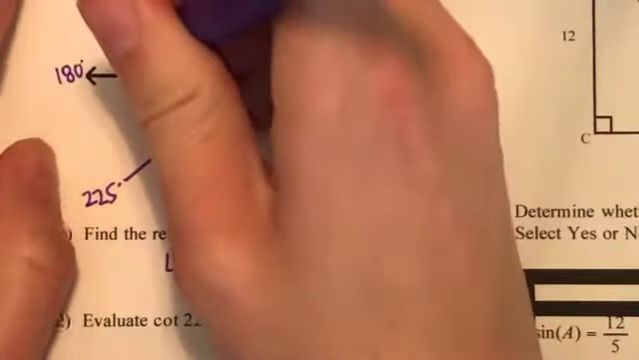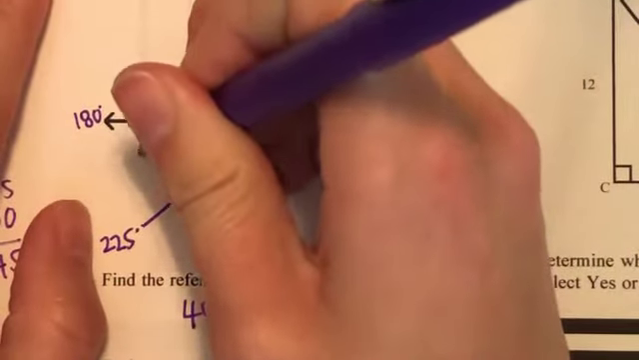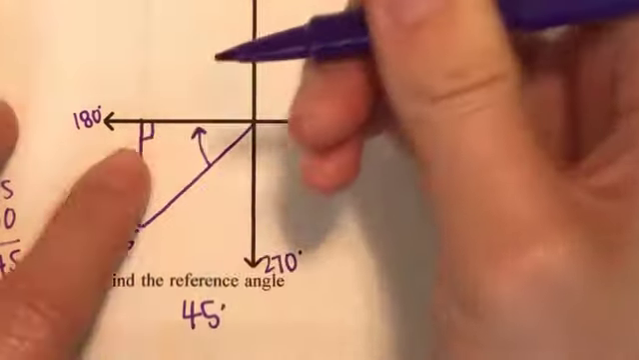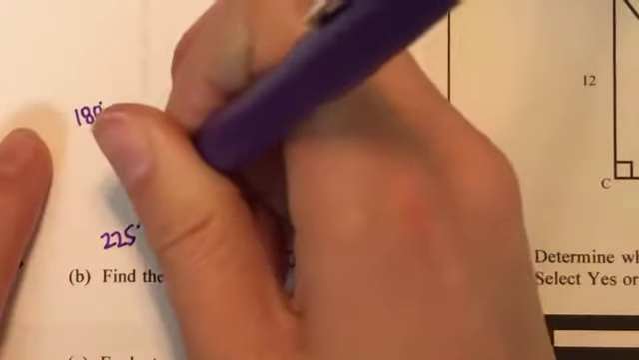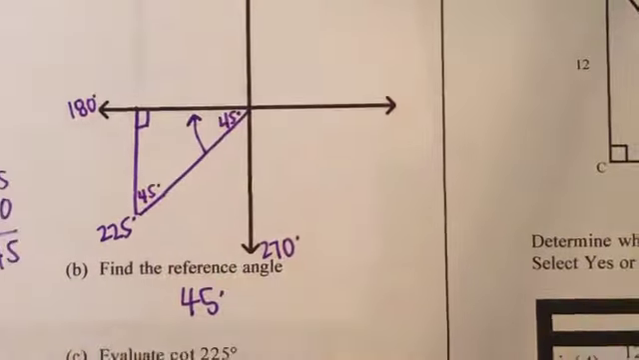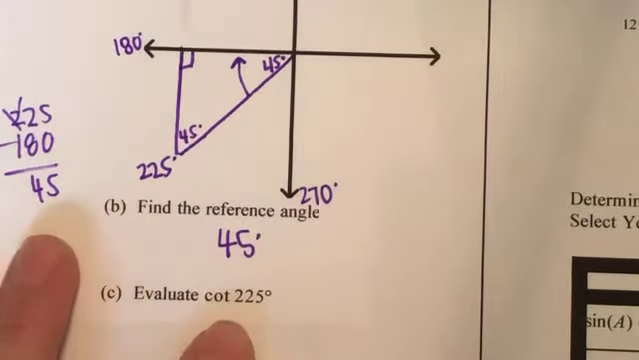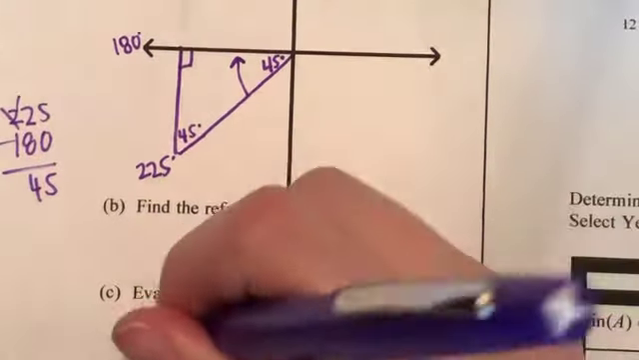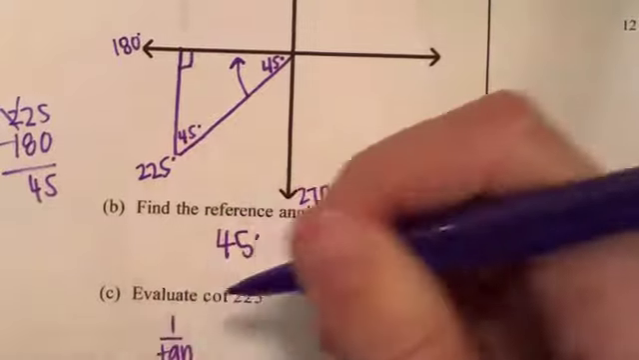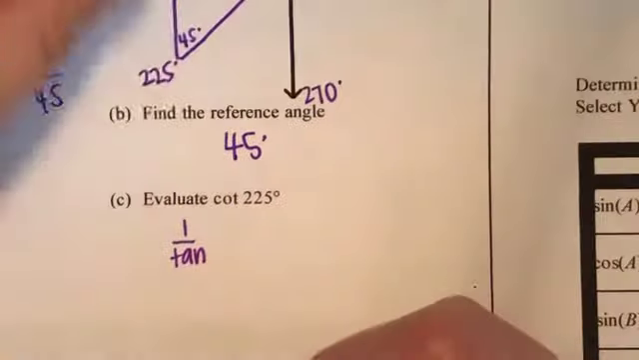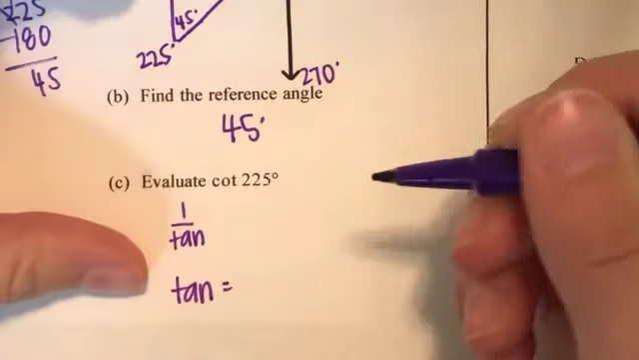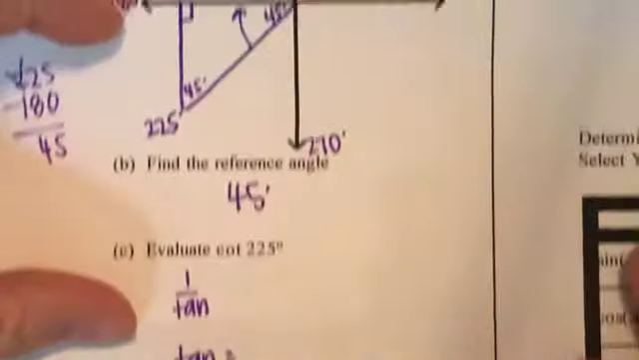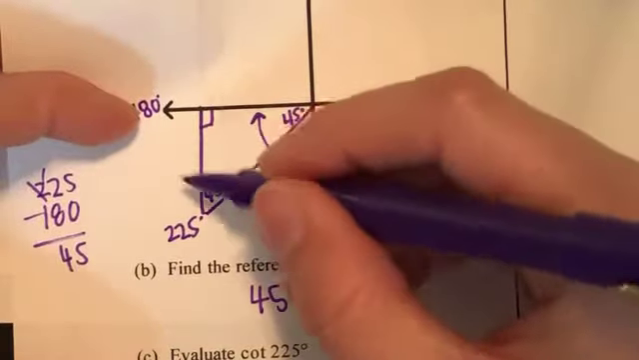So we're going to go ahead and go here and then draw the triangle. And then this is a 45-degree reference angle. So this has to be a 45, 45, 90. And if they want us to find cotangent, then we are talking about 1 over tangent. We're going to focus on tangent, and then after we find tangent, we'll do the reciprocal. So tangent of 225 degrees is going to be opposite over adjacent. So we're looking at opposite and adjacent.